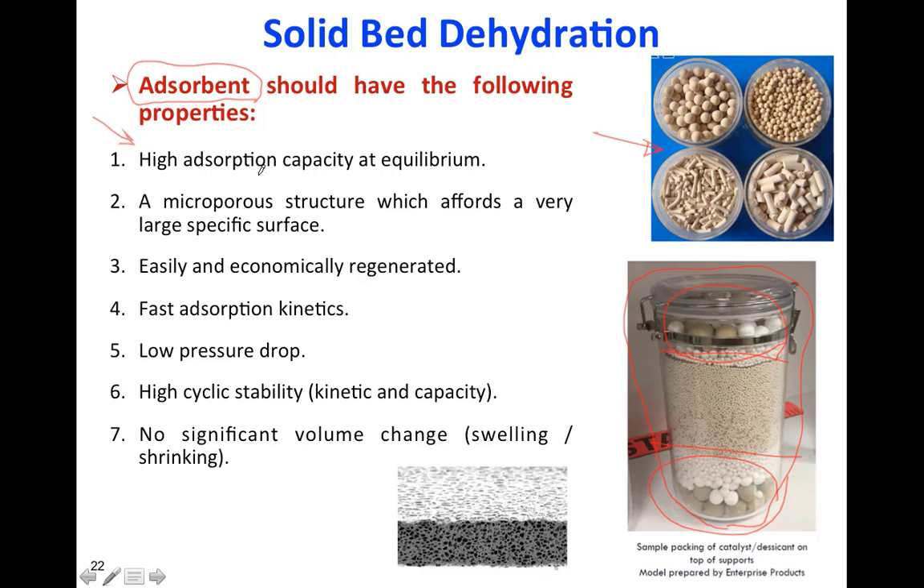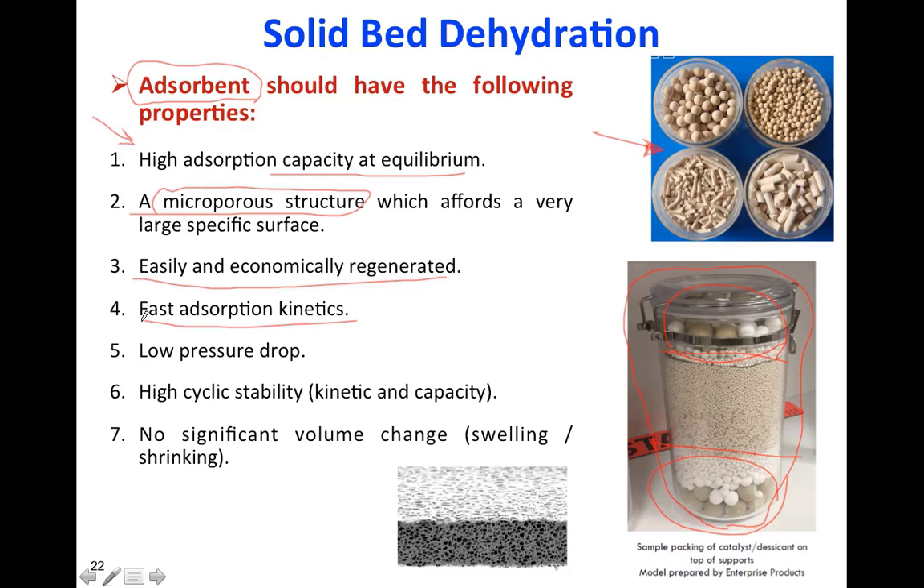They should have high adsorption capacity. They should be able to absorb a big amount of water. Then they should have microporous structure. They should have free space inside them. Okay, they should have porous structure so they can afford a big amount of water to keep inside them. And they have to be regenerated easily and economically. I will explain in the next slide what regeneration of these solid particles means.